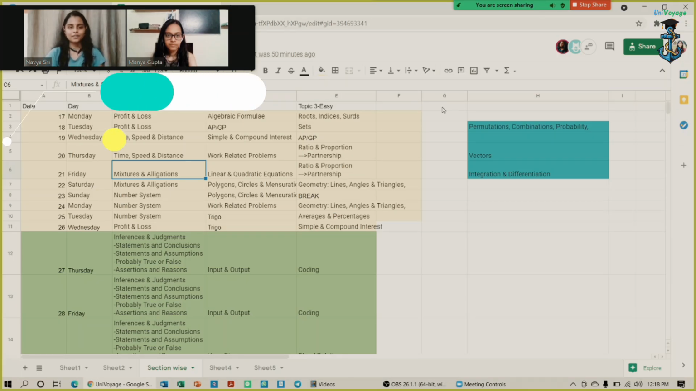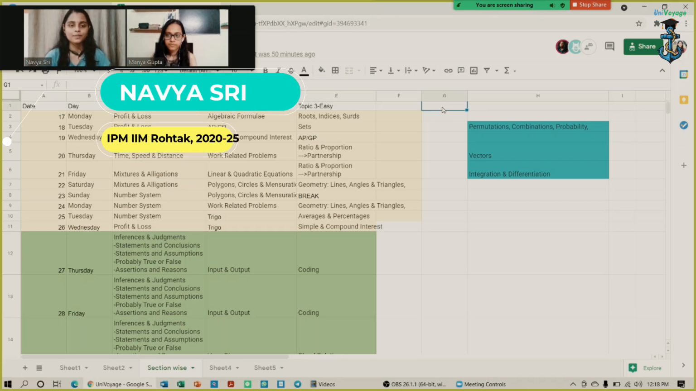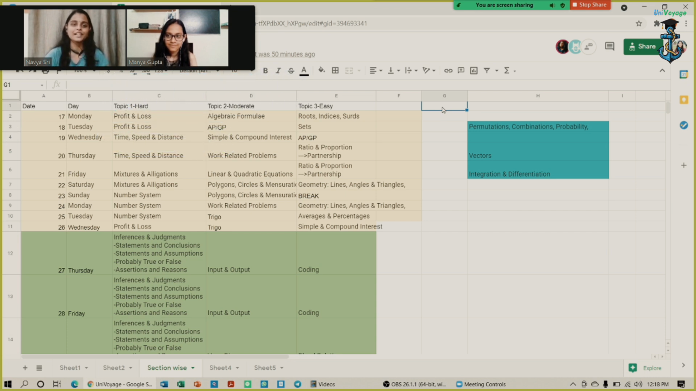Hi everyone, I am Navya from IPM 02 batch of IIM Rohtak, a friend of Manya, because of which I am here to help you in the last 30 days of preparation of IPMAT Rohtak paper. And these 30 days are really crucial because in these 30 days, whatever you do, they're going to show up as results for the next 5 years. So you can understand the importance of it. And once you get into the college, there's no turning back.